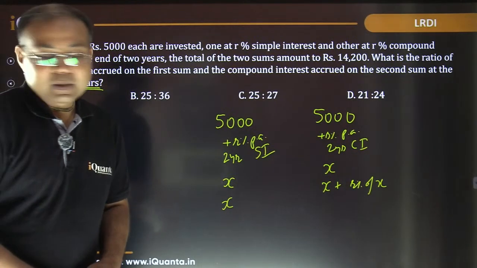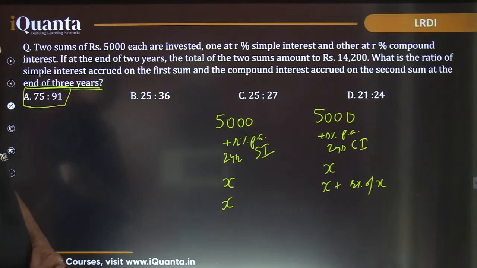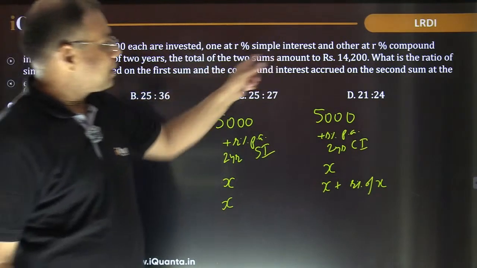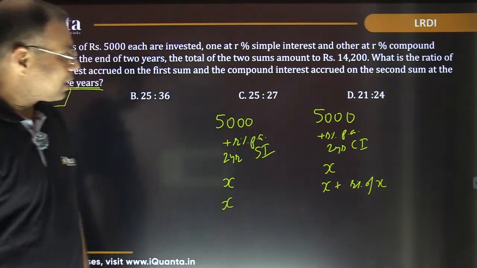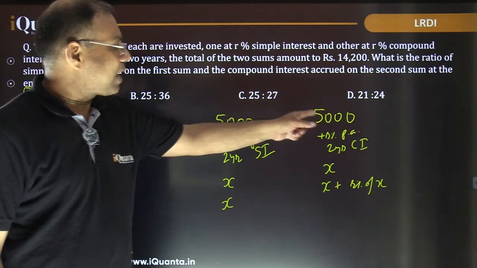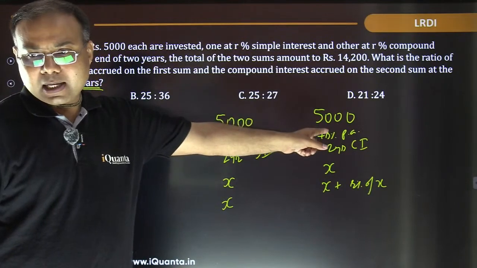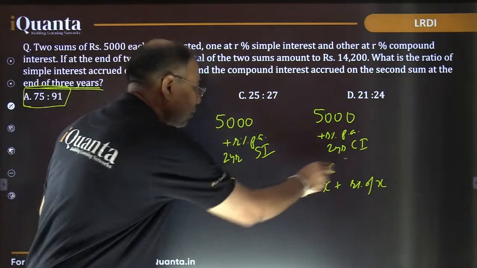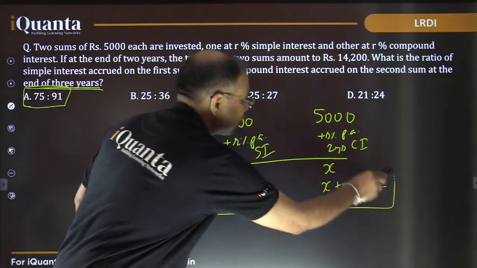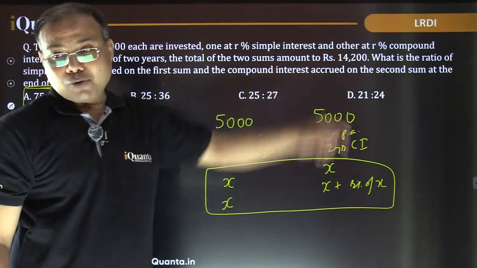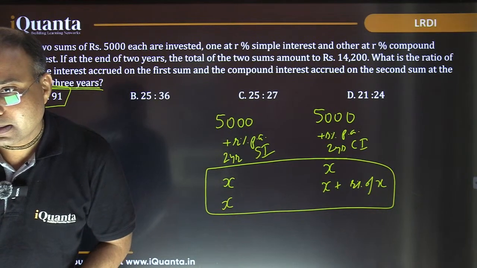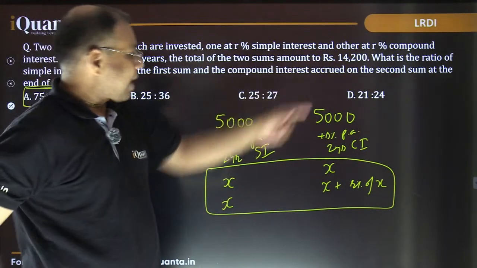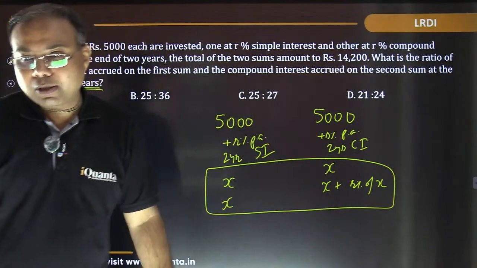So now what do we know? We know that this total sum amounts to 14,200. It is 14,200. So out of 14,200, 5,000 and 5,000 is 10,000, so that goes away. So this total interest value is going to come how much? 4,200. Right? This total interest value is coming out to be 4,200.